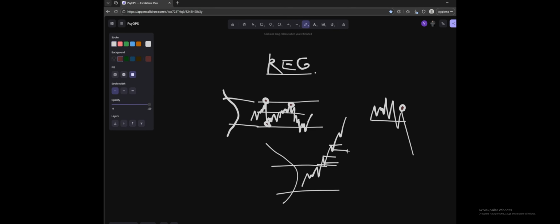The point of interest. Someone calls it supply and demand, someone calls it order block. The name is not important to make money; the concept is what's important. This stuff works when you are in this regime.